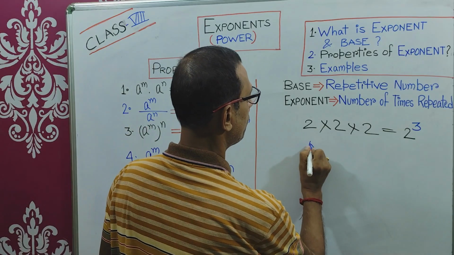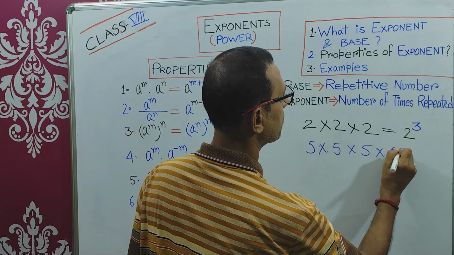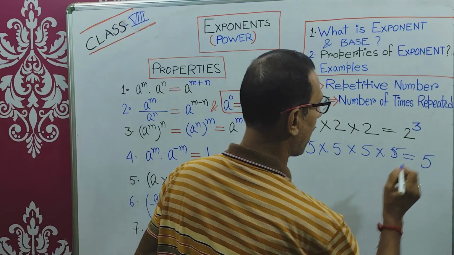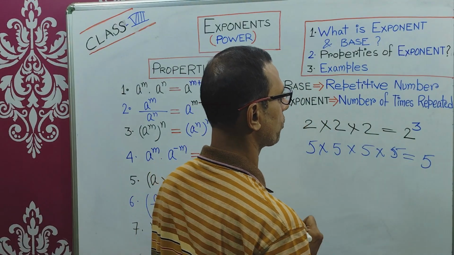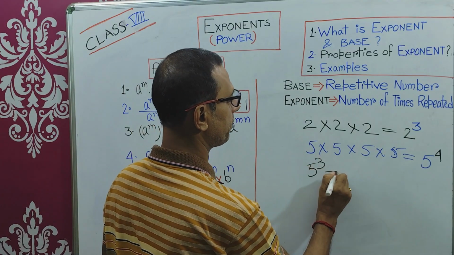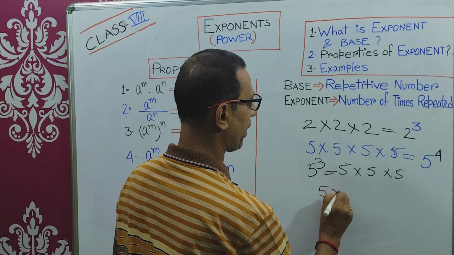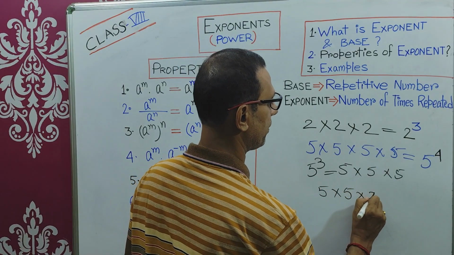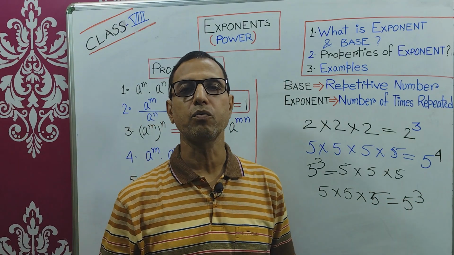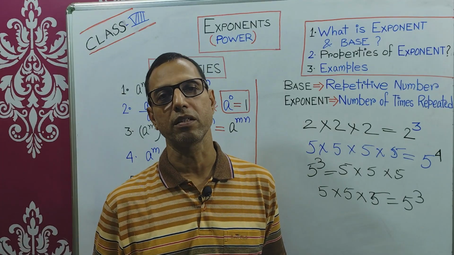So let's say 5 into 5 into 5 into 5. 5 is repeated 4 times. That means the number which is repeated is 5, and how many times is it repeated? It is repeated 4 times. So 5 to the power 4. So if it is given 5 cube, that means it is 5 into 5 into 5. Or if it is 5 into 5 into 5, you can represent that as 5 cube. So base is the number which is repeated, and exponent or power is how many times that number is repeated.